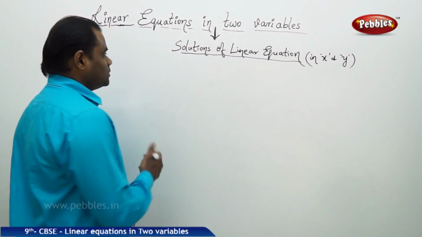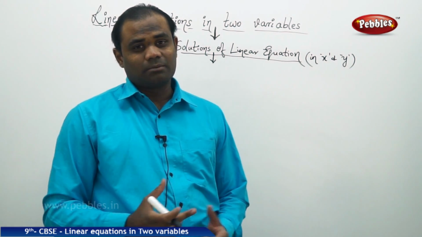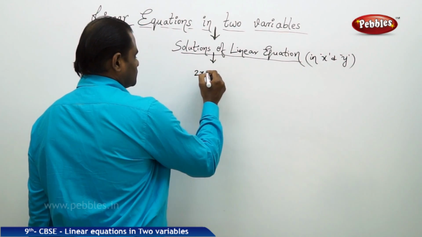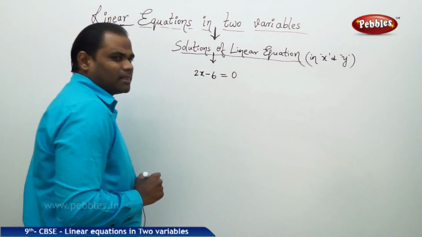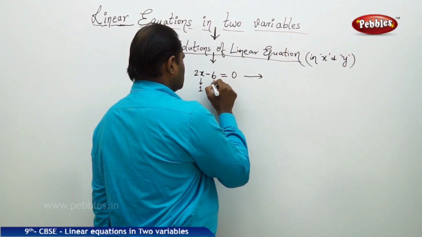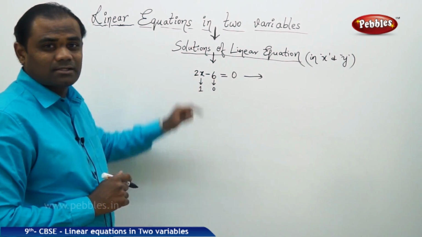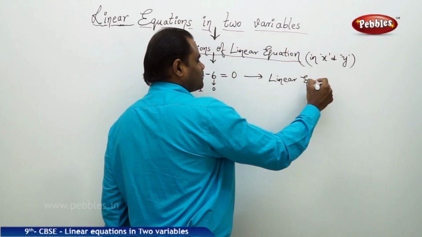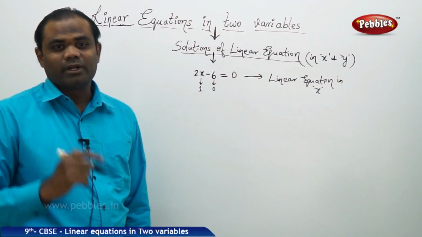Before we come to a stronger understanding of the concept, let's investigate through various example problems. For example, I take 2x minus 6 equal to 0. I clearly see this to be degree 1 and degree 0. Therefore, this is a linear equation, but the number of variables is x. So this being an equation, this is an example of a linear equation in one variable x.